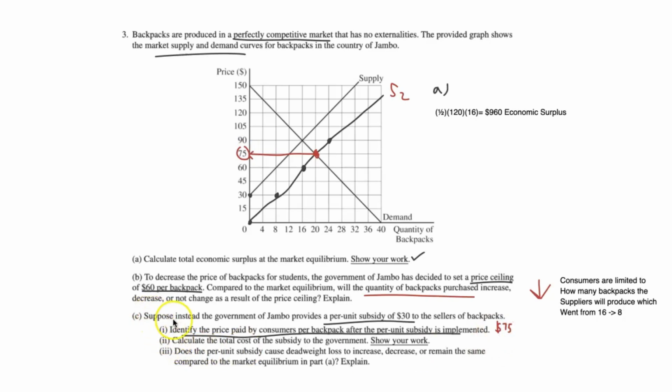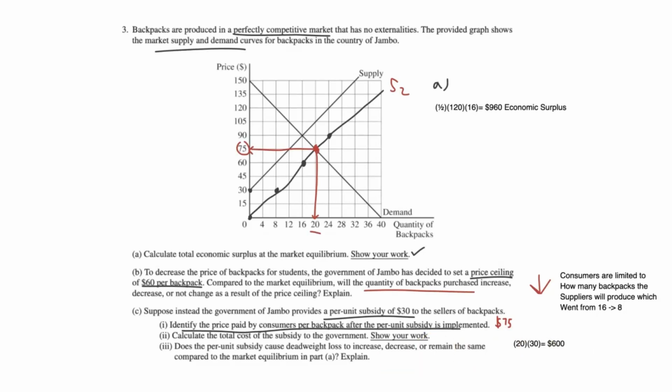Part C of C, well, it's kind of weird. Calculate the total cost of the subsidy to the government, show your work. So how much is this going to cost the government? Well, we have to find out how many backpacks they are providing the subsidy for, right? Because it's a per unit subsidy. So we can see here at market equilibrium, the suppliers will produce 20 backpacks, okay? So we have 20 backpacks, right? And remember, the government is supplying $30 per backpack, right, to cover costs. So that we're going to multiply that by 30. And that gives us a cost to the government of $600.